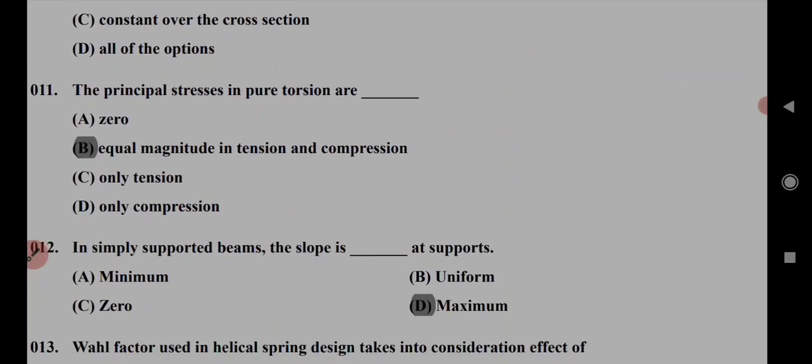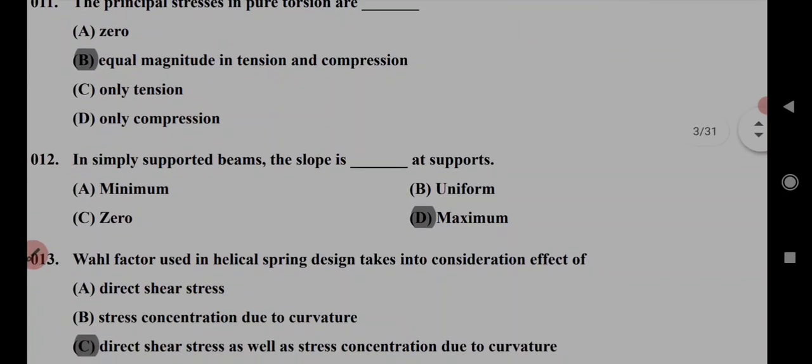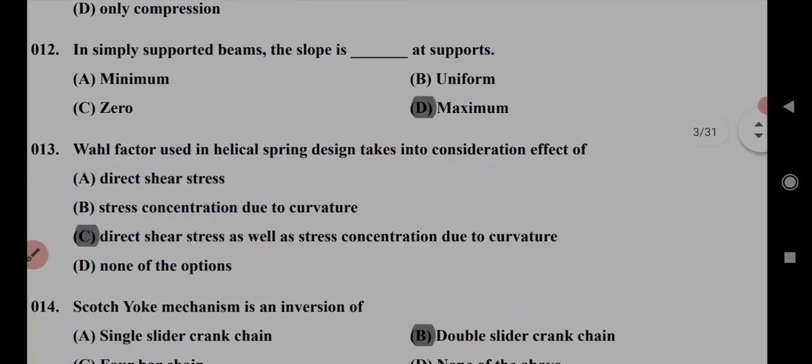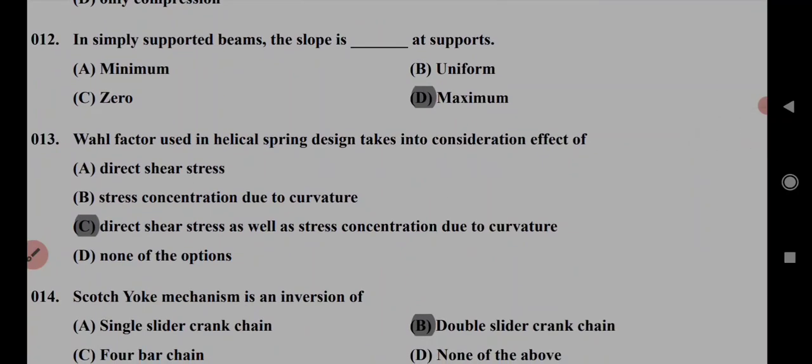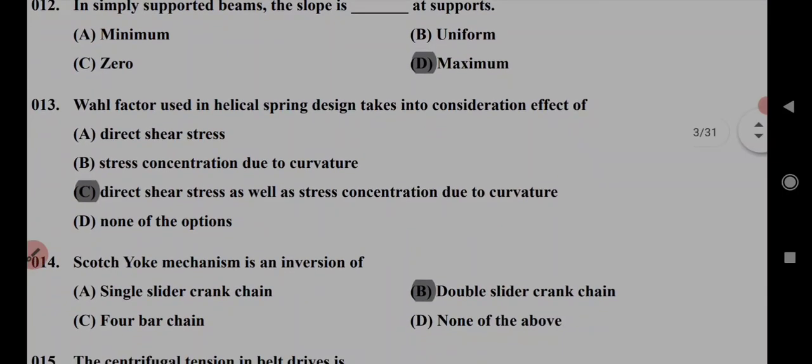Principal stresses in pure torsion are equal in magnitude, in tension and compression. Option B is correct. In simply supported beams, the slope is maximum at the support. The option D is maximum.